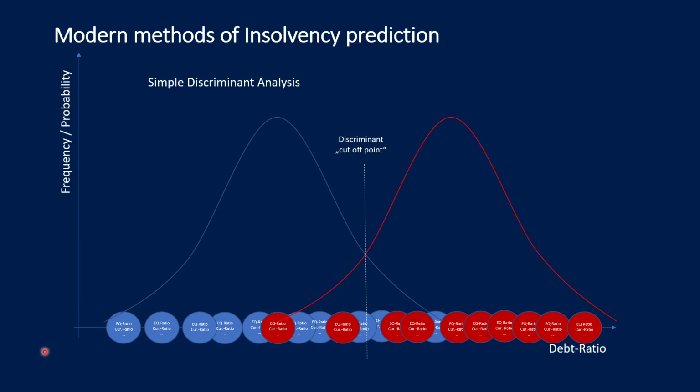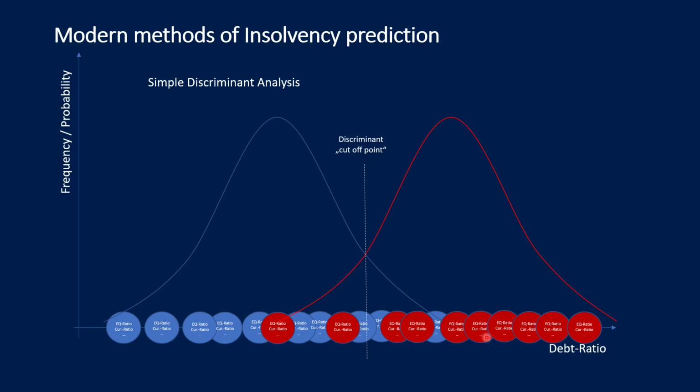A very simple approach is the simple discriminant analysis. Simple because we only take a look at one of the considered variables, like the debt ratio or the equity ratio. And if we now see several companies that have a low debt ratio, the probability that they went bankrupt is rather low, while for those with a high debt ratio, the probability that they go bankrupt is rather high.